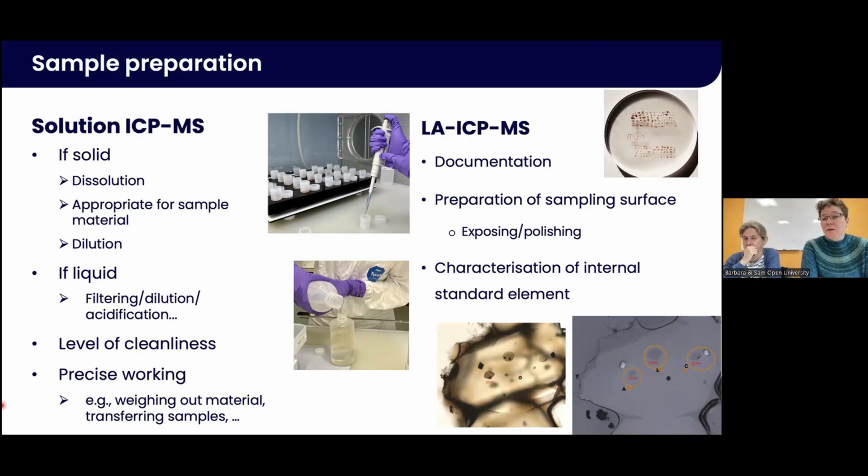And you need to prepare your sample surface either by exposing it, like an example up here in some zircon grains, or down here in some melt inclusions. You need to expose it, and then you need to polish it. And an additional step is that you need to characterize an internal standard element. We'll come to that in a bit. So that's typically a major element or a stoichiometric element. But if it's a major element, you need to analyze that by electron microprobe.